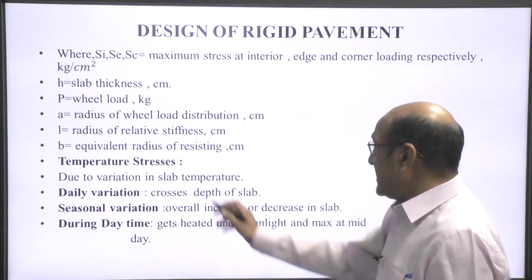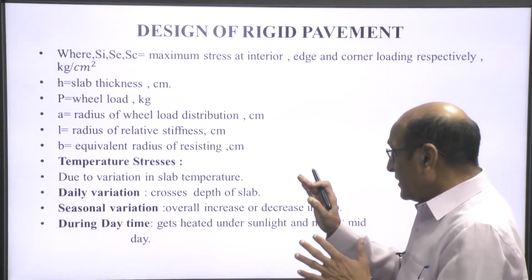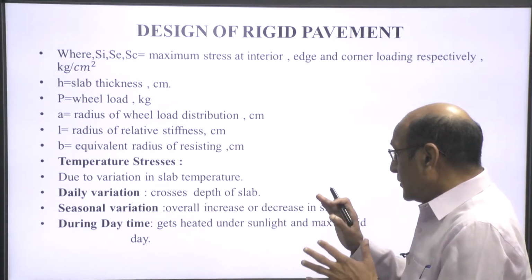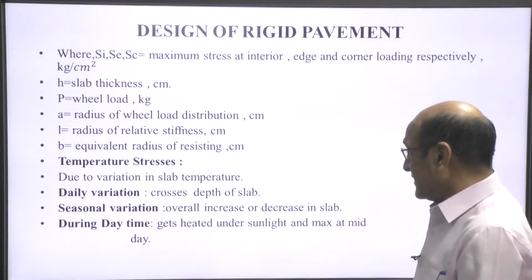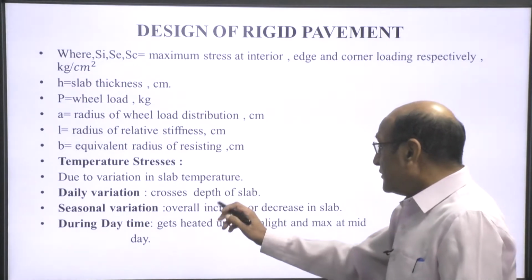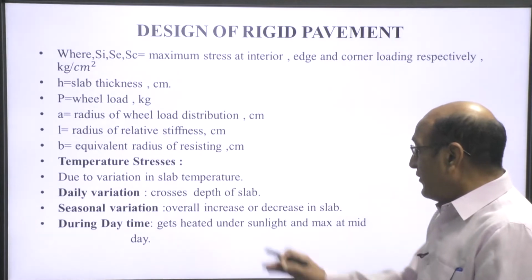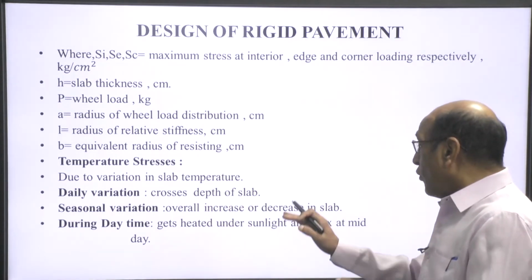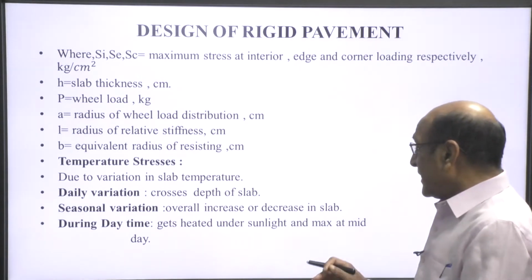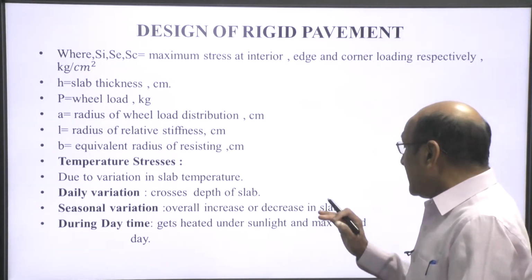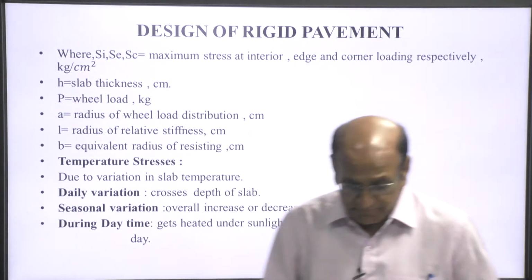Now, come to the temperature stresses. Due to variation in slab temperature, there are two types of variation. One is the daily variation and second is the seasonal variation. In daily variation, the temperature varies across the depth of the slab, whereas in the seasonal variation there is an overall increase or decrease in the slab. During daytime, the slab gets heated under the sunlight and is maximum at midday.